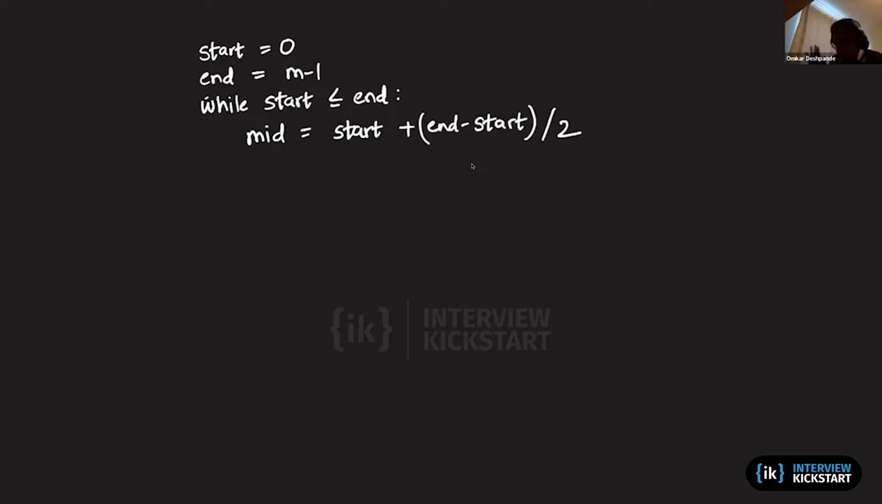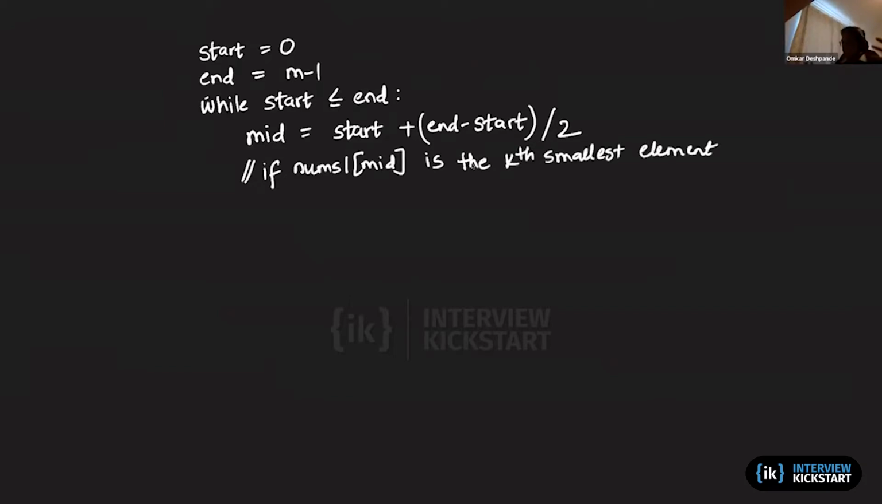Now, what we want ideally, let's see if we can get that. What we want ideally is, I'm just going to write this in English first, or let's say in comments first. If this value, if nums1 of mid is the kth smallest element, then we want to declare that we have found it.